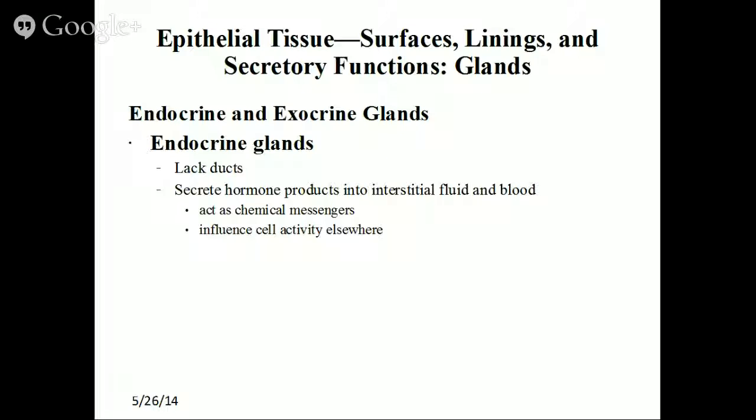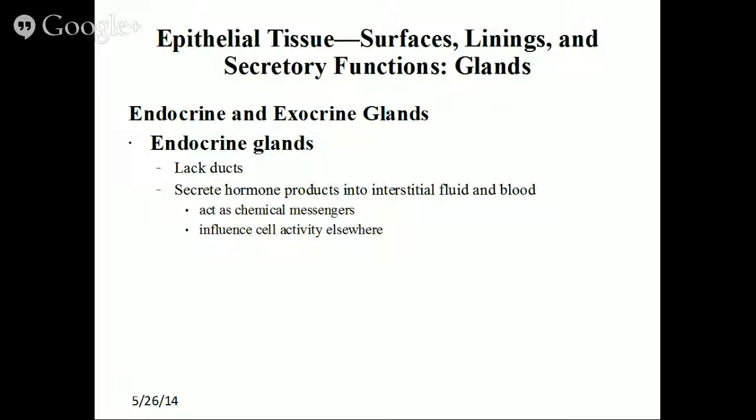The first group of glands are called endocrine glands. Endocrine glands don't have ducts. In other words, when their cells make their secretions and store them inside the gland, there is no tube for the secretions to get pumped out of the gland into, and there's no tube to actually carry those secretions anywhere.